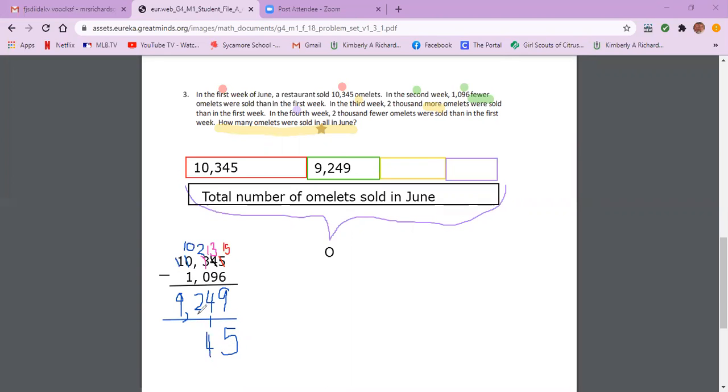Carry the 1. Carry the 100. 2, 3, 4. Wait, oops, did I mess up here? Let's see here. Oh, 2 plus 0 is 2, plus 1 more is 3. And then the 9 plus the 1 is 10, excuse me. And so yes, it does check.